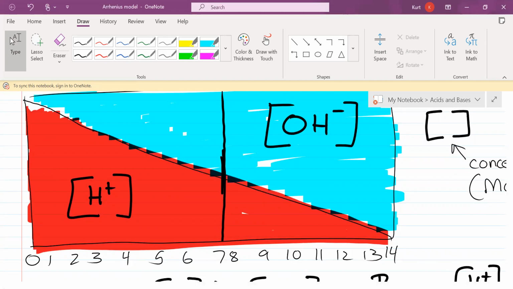Yes, Arshan? Yes. Yes, it would. So what I would like you guys to keep in mind is that acids and bases have both ions, but an acid just has more hydrogen than hydroxide. A base just has more hydroxide than hydrogen.